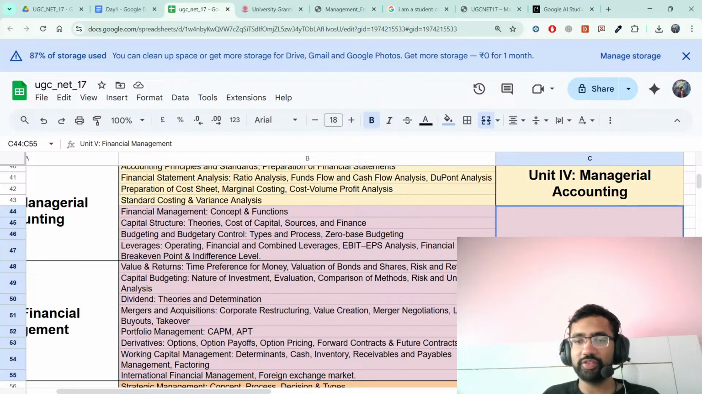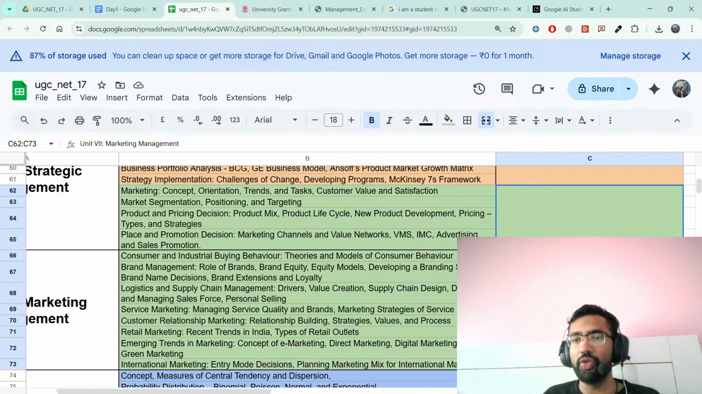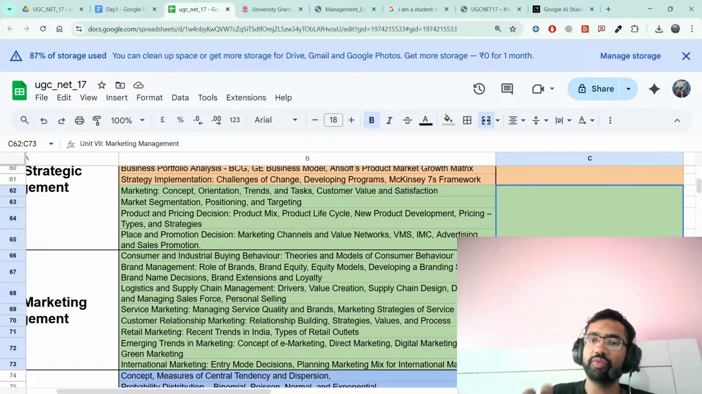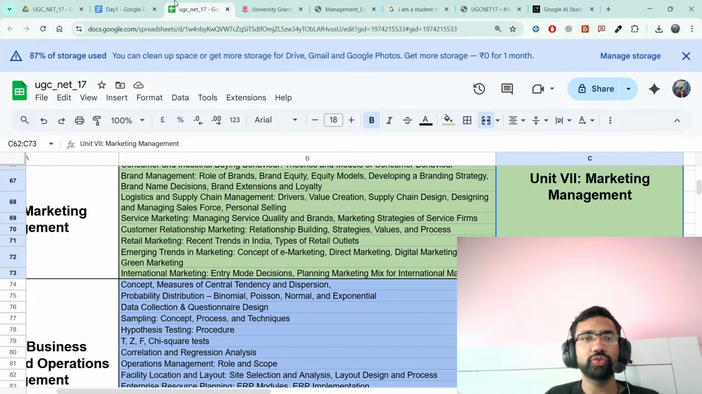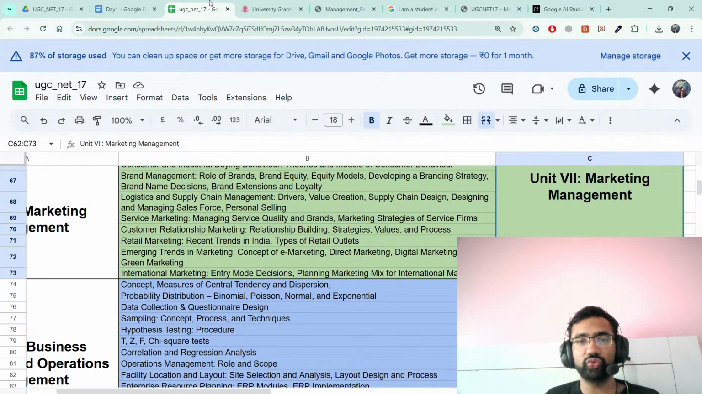If you're from the finance side, financial management. If you are from marketing, you can see. Any subject, you have a big inherent advantage if you start from your own specialization subjects. So that would be my advice. Start with the two units you are familiar with. Start with those two.